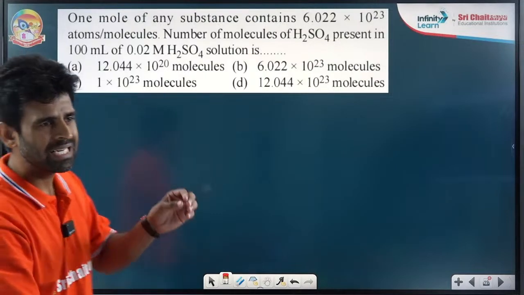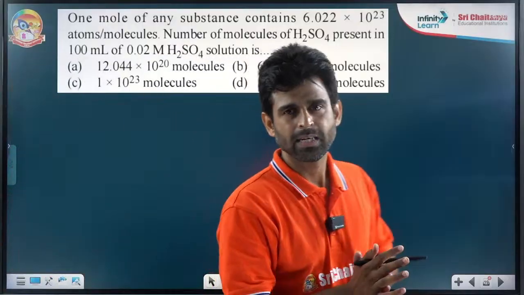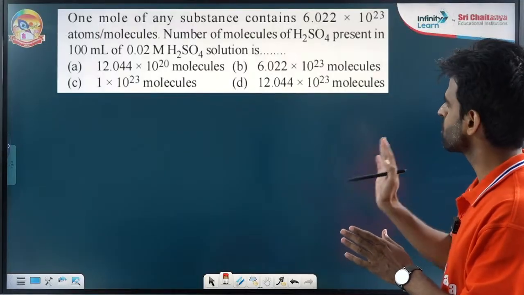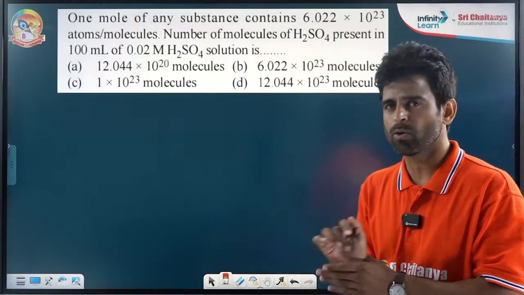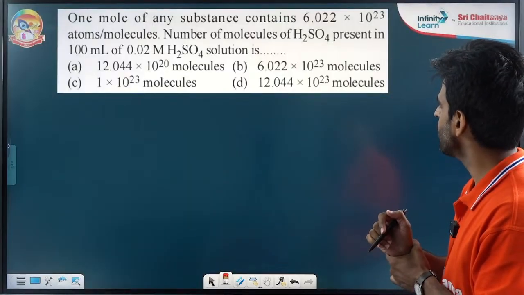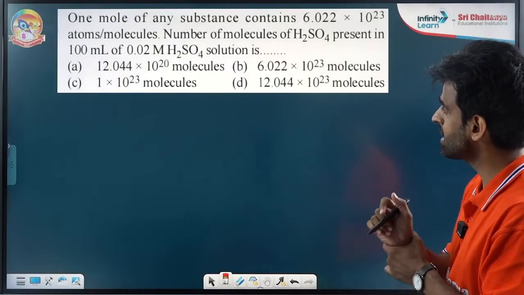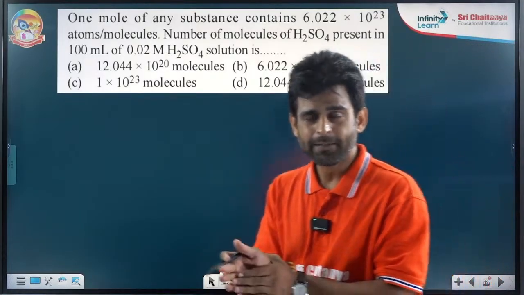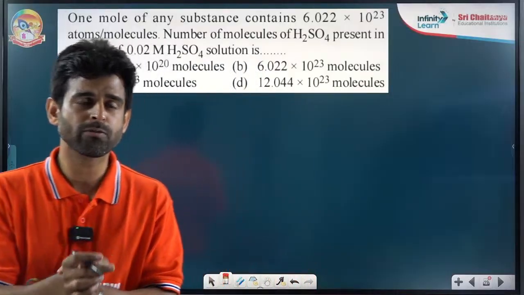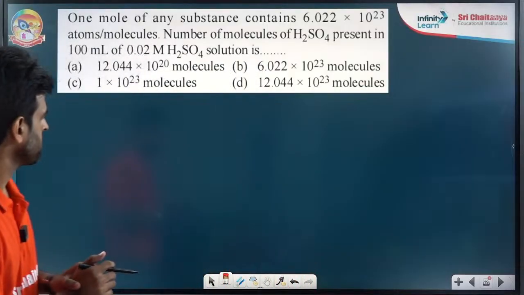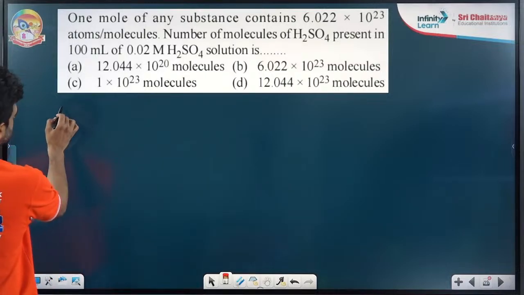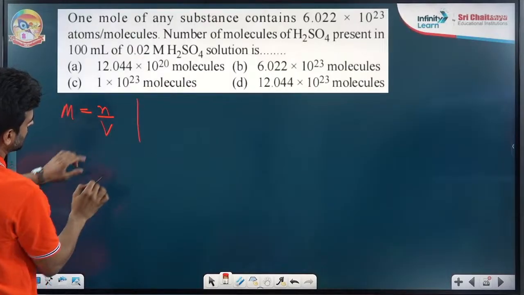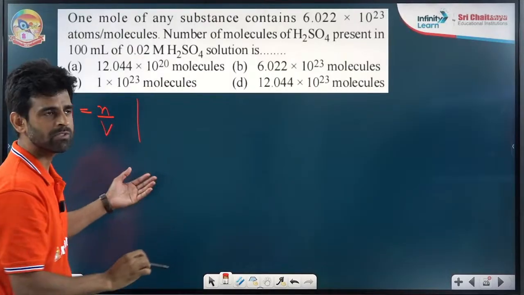Okay, tell me. Again, very easy question. Look at the question, what they are saying. 1 mole of any substance contains this much of atoms or molecules. It is the definition of mole only. The next thing is the number of molecules of sulfuric acid present in 100 ml of 0.02 molar sulfuric acid solution. They gave me molarity and they're asking the number of molecules of solute. Very easy again. Molarity is number of moles by volume. So first find the number of moles. From the number of moles, we can find molecules.